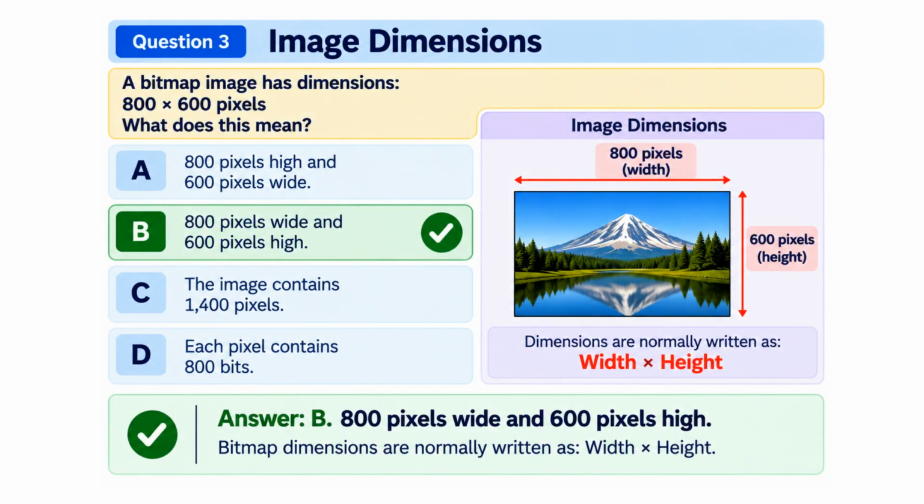Question 3. Image dimensions. A bitmap image has dimensions of 800 by 600 pixels. What does this mean? The correct answer is B. 800 pixels wide and 600 pixels high.